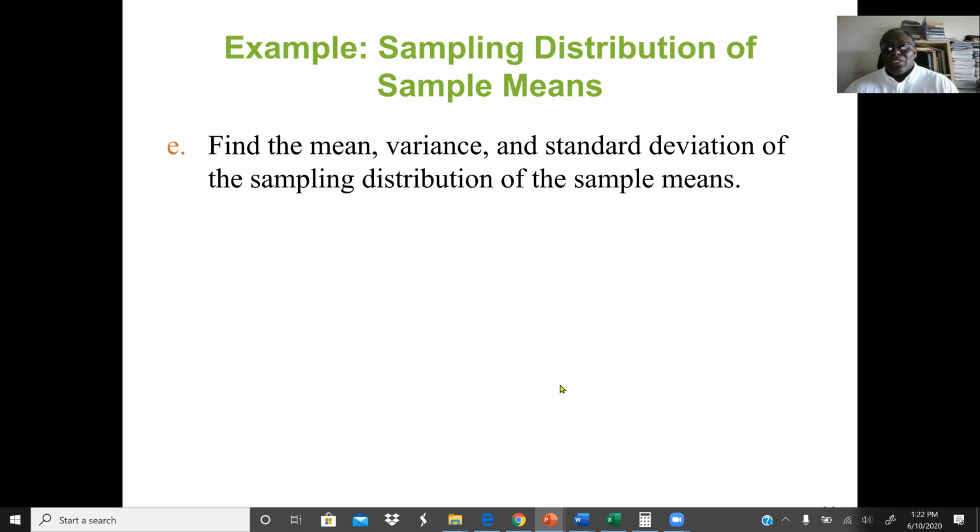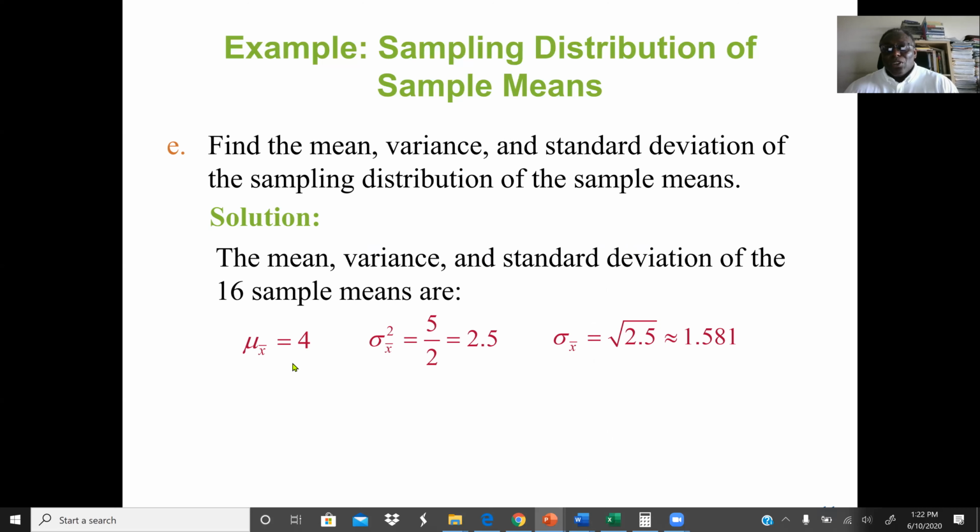Then find the mean, variance, and standard deviation of the sampling distribution of the mean. So we find the mean and standard deviation, and first of all, we find the range, then we find the standard deviation. This time we are not using the population value. We are finding the sample. So the sample mean will be the same as the population mean based on the theory, but the standard deviation will change.